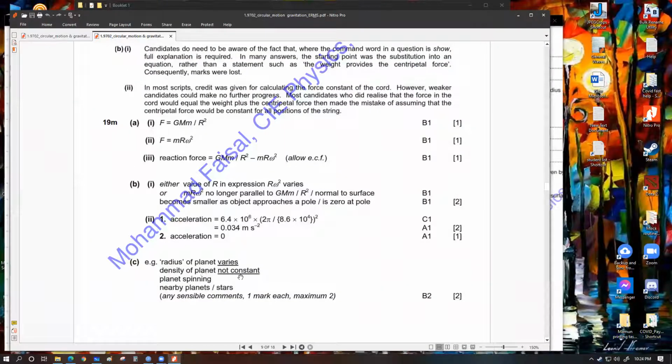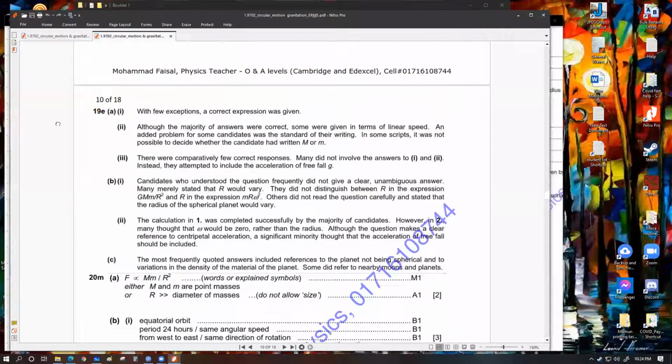Radius of the planet varies, density of the planet not constant, planet spinning, nearby planets or stars, insensible comment, 1 mark each, maximum 2. The examiners said the most frequently quoted answers included reference to the planet not being spherical and to variation of density of the material of the planet. Some did refer to nearby moons and planets.